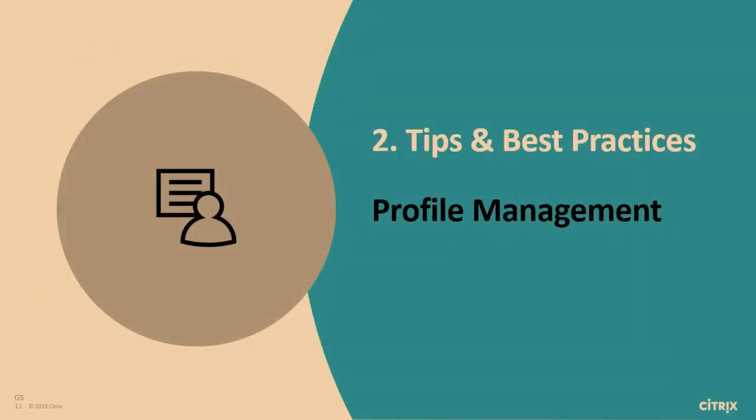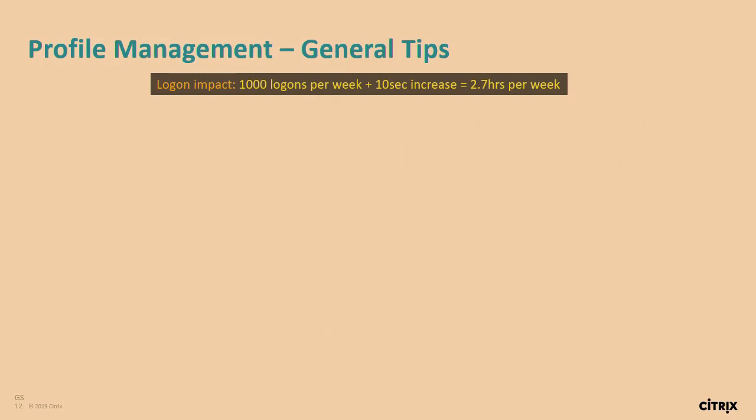Thanks, David. So now we're going to go into tips and best practices for profile management. If you take a look at the picture at the top of the screen, you can see the impact of a 10-second increase in logons. Here we look at 1,000 logons with a 10-second increase, which results in 2.7 hours of lost productivity. That highlights the criticality of logon time and making sure it's as low as possible.